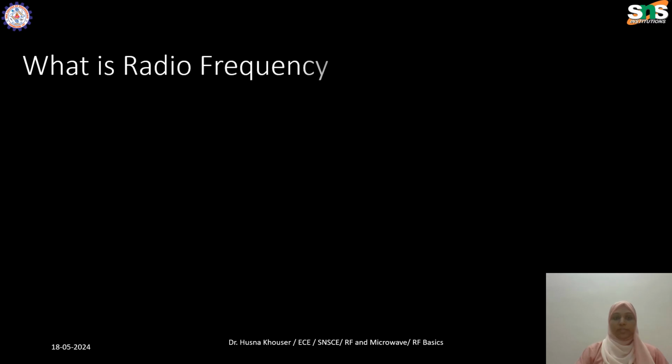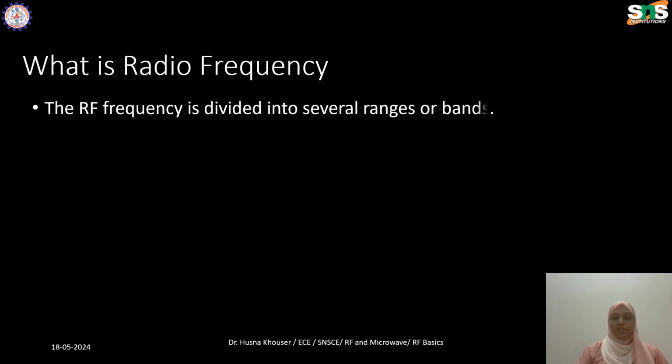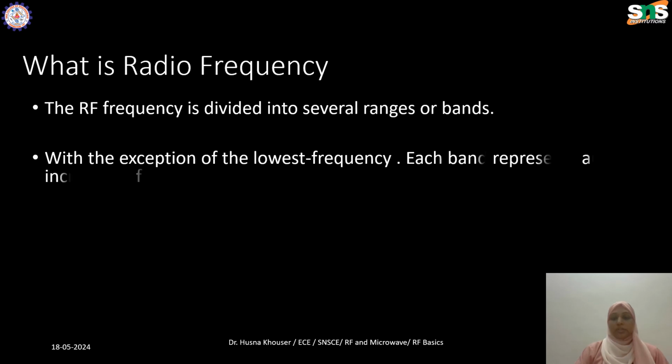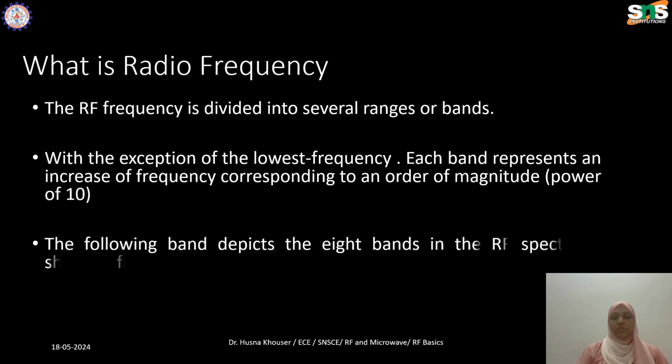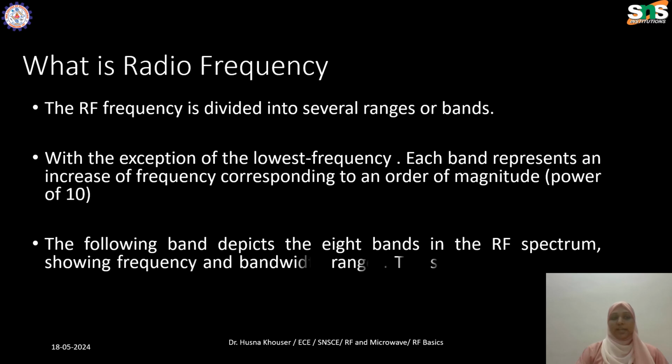The radio frequency is divided into several ranges or bands. With the exception of the lowest frequencies, each band represents an increase in frequency corresponding to an order of magnitude. There are the following bands which depict the RF spectrum, ranging from low frequency to extremely high frequency. This frequency table I'll show in the next slide.